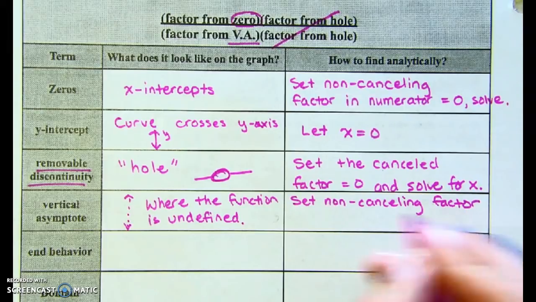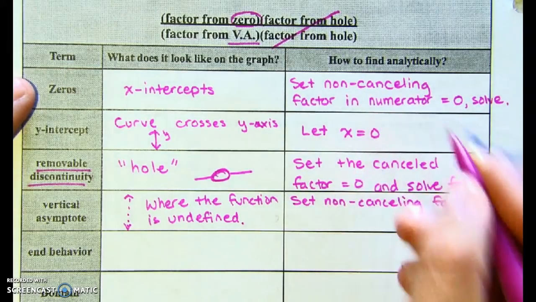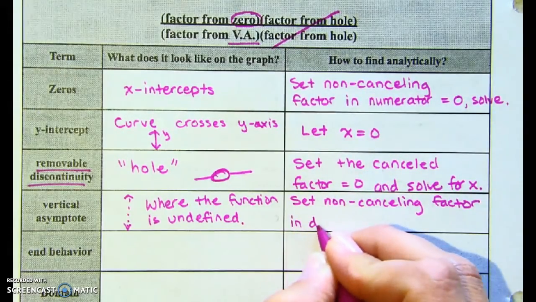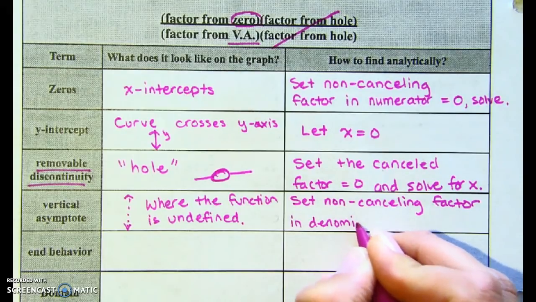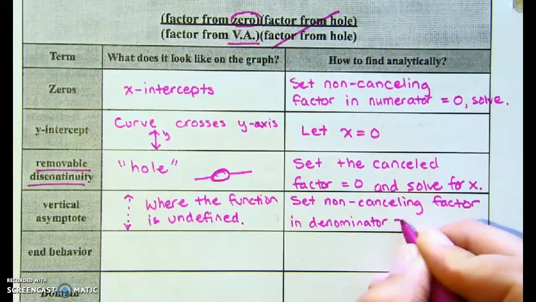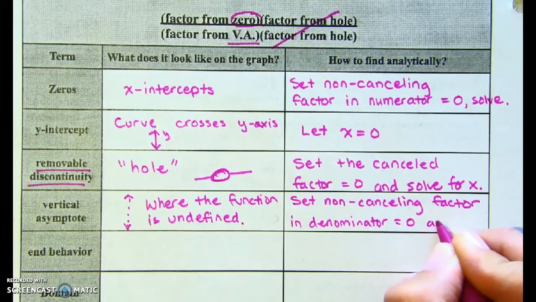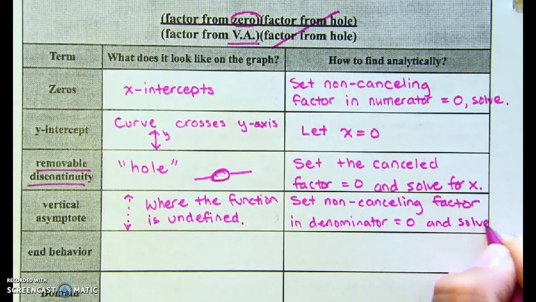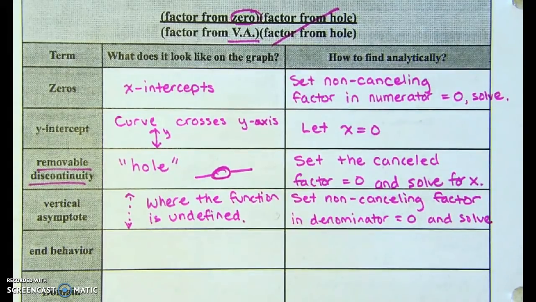Set non-canceling factor, but not in the numerator. That's where you get the 0. This is going to be in the denominator. In the denominator equal to 0 and solve.